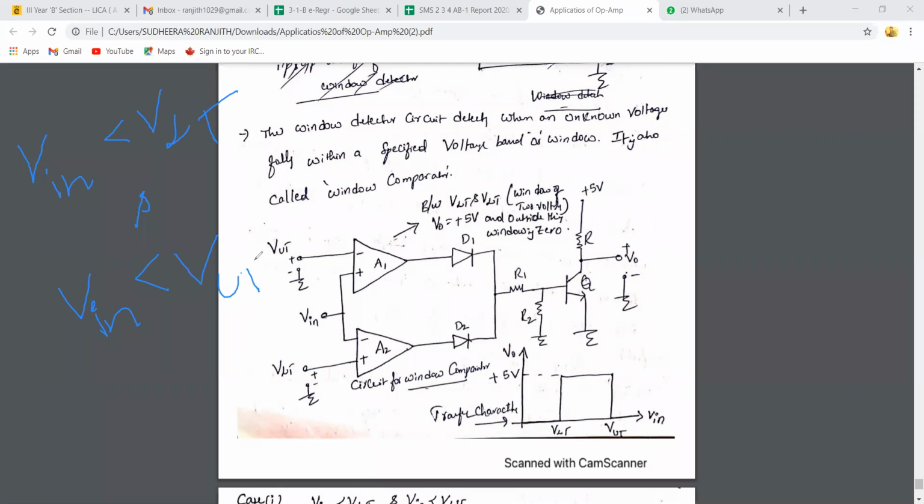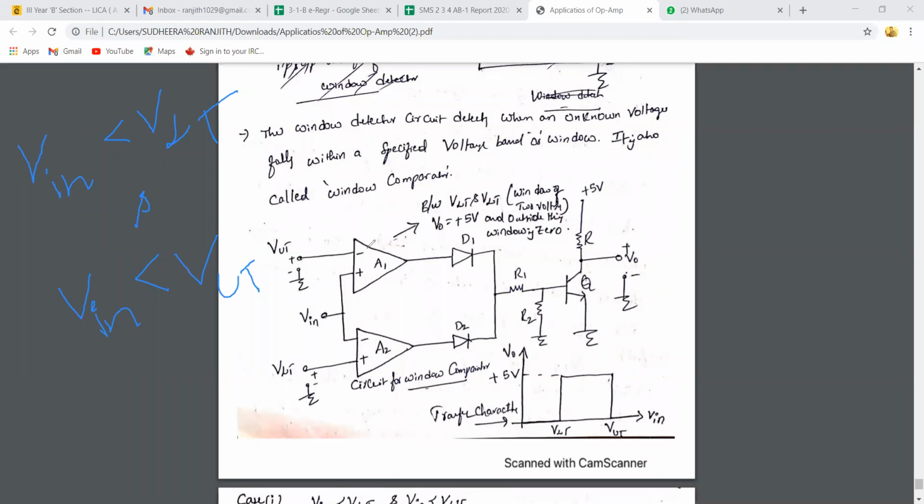So this is the first case. V in is less than VLT, V in is less than VUT. LT means lower threshold, UT means upper threshold. Okay. VUT means upper threshold voltage, VLT means lower threshold voltage, right?